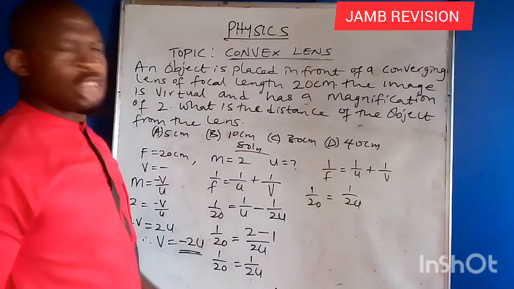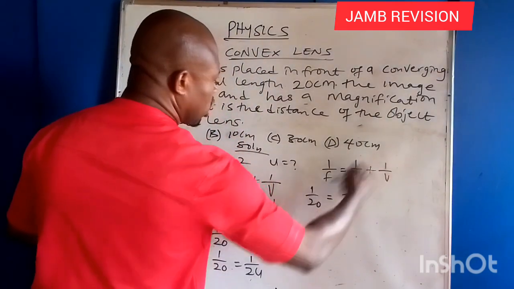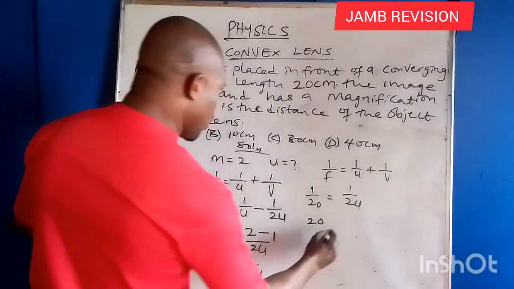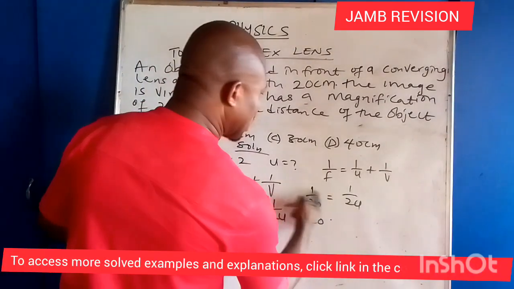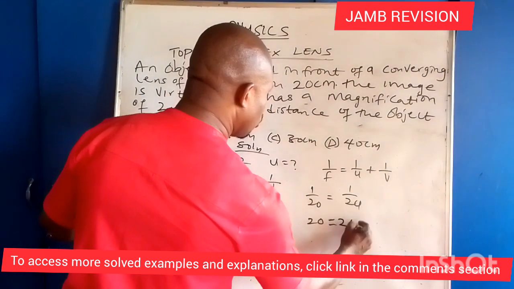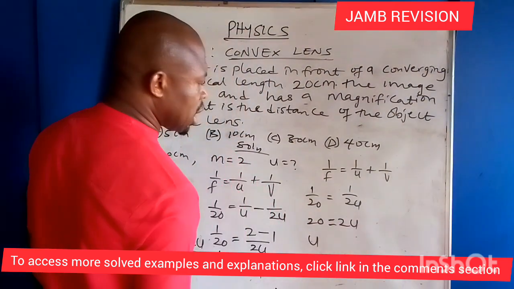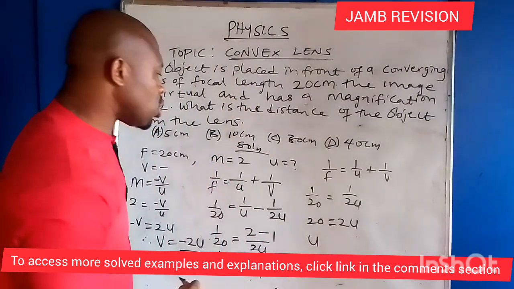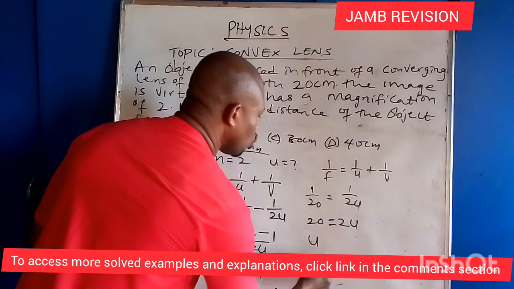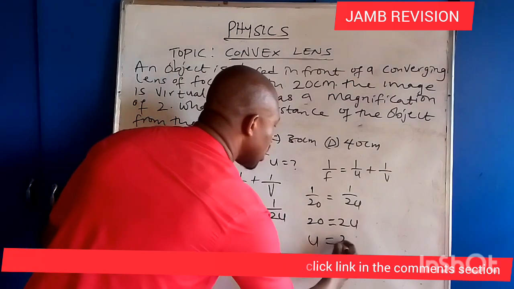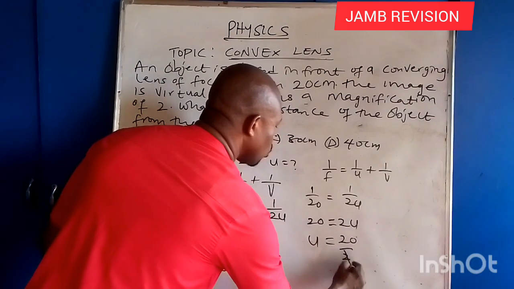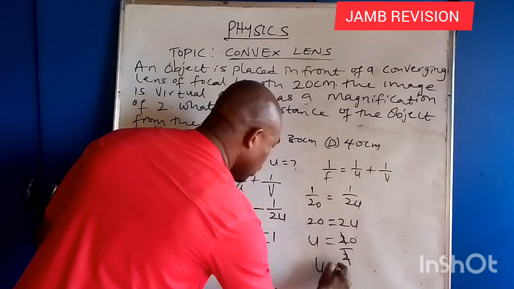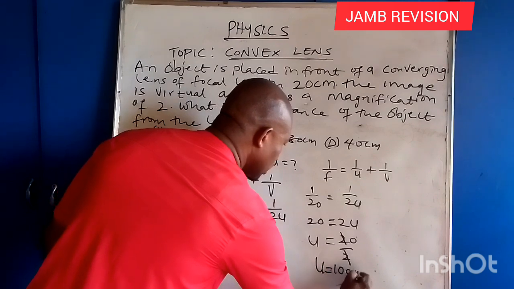You can cross multiply at this point now. If you cross multiply, 20 times 1 will give us 20. And then 1 times 2U will give us 2U. Make U the subject. Divide both sides by the coefficient of U. And the coefficient of U is 2. So we now say U is 20 all over 2. And 20 over 2 will give us that U is equal to 10 centimeter.